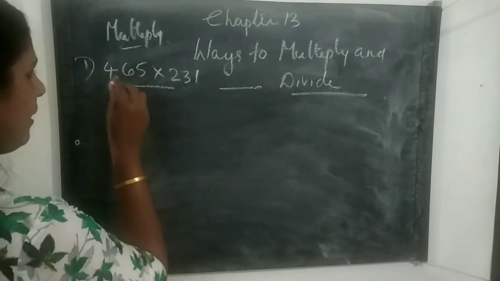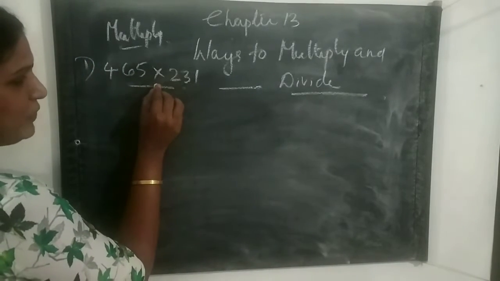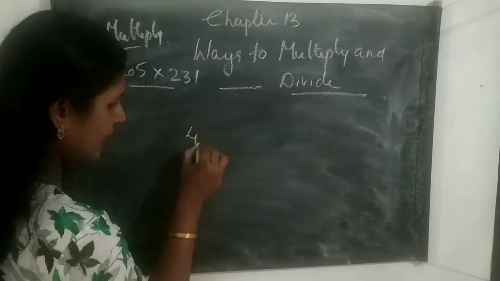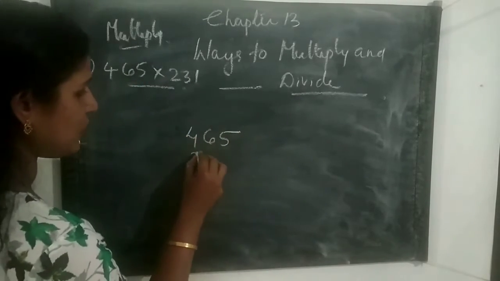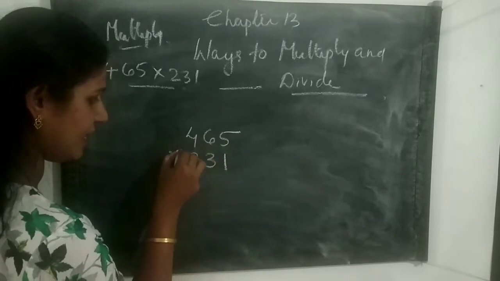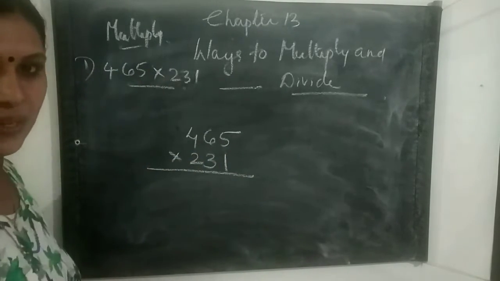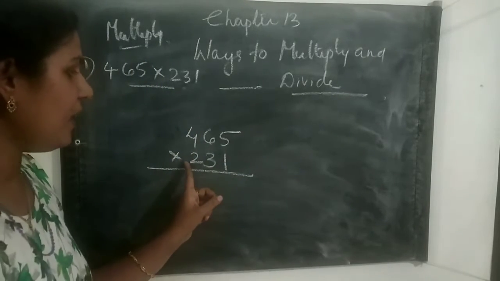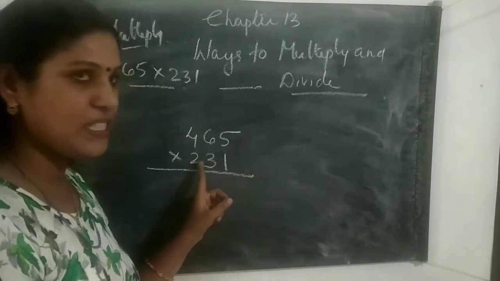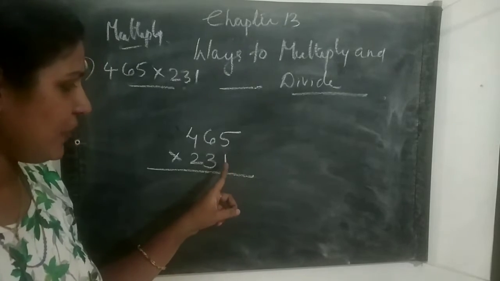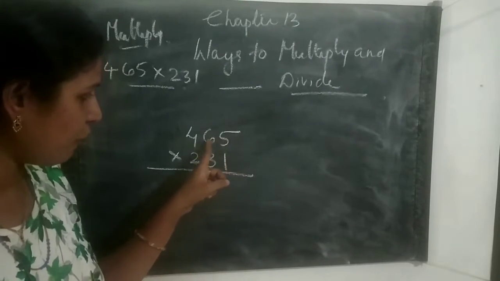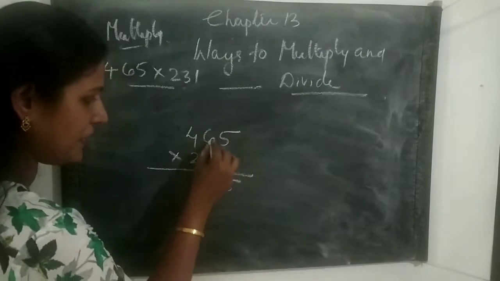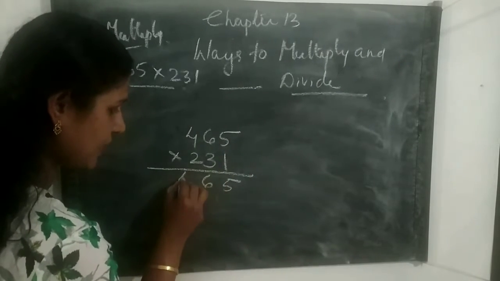So children, our first question is 465 into 231. First write this as 465 and 231 below it. As usual, first we multiply the ones place number of 231. We multiply this 1 by 465. That is, 1 5 is 5, 1 6 is 6, 1 4 is 4.